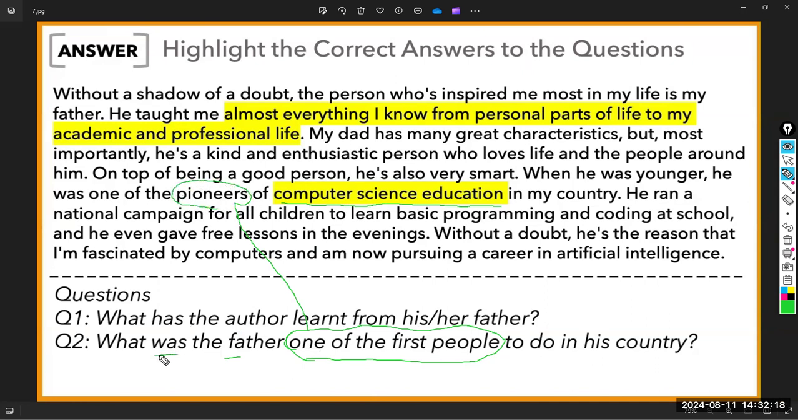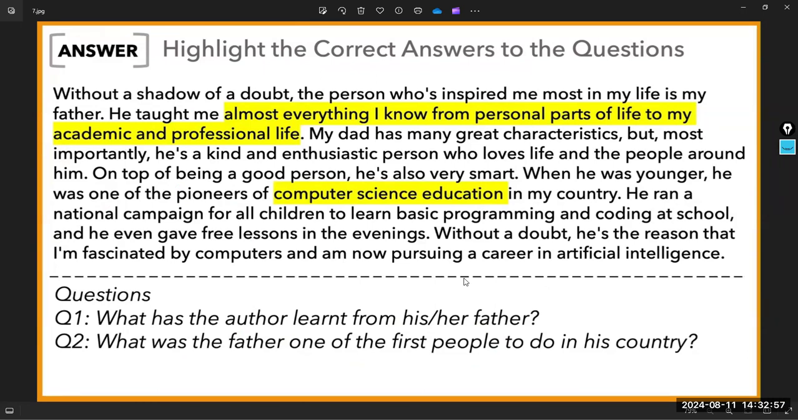So what was that one? This is it. What was that thing that the father of the writer was a pioneer in, in his country, in my country? So what was that thing? It was what? Computer science education. So notice only three words. Again, it's not a must to select the full sentence. Maybe the answer is going to be a phrase, or maybe a few words only.